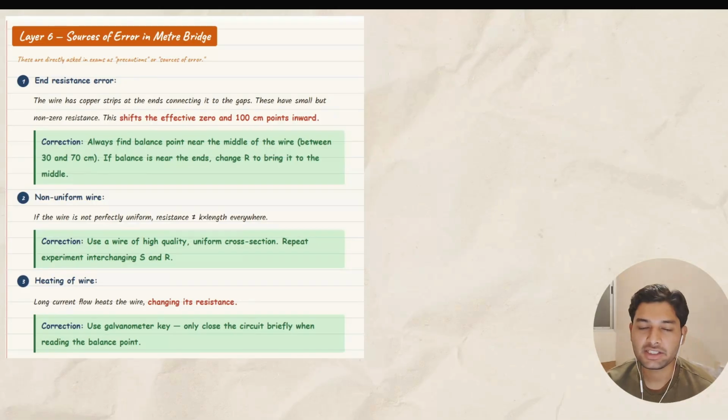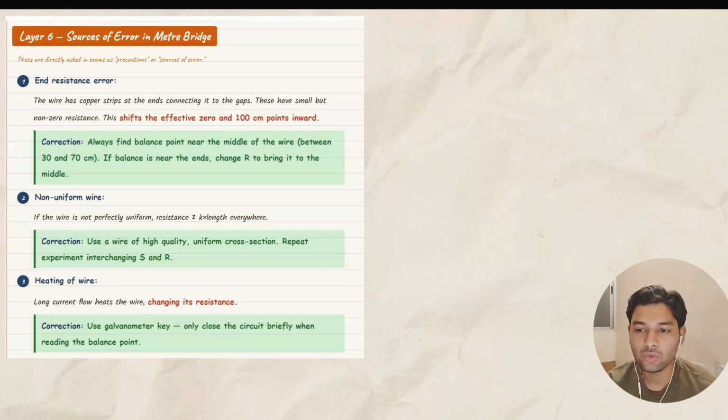Sources of error in the meter bridge. We saw the sources of error in the Wheatstone bridge, so we also need to see the sources of error in the meter bridge to conceptualize our topic. These are directly asked in exams as precautions or sources of error, so you need to learn this. End resistance error: the wire has copper strips at the ends connecting it to the gaps. These have small but non-zero resistance. This shifts the effective 0 and 100 centimeter points inward.